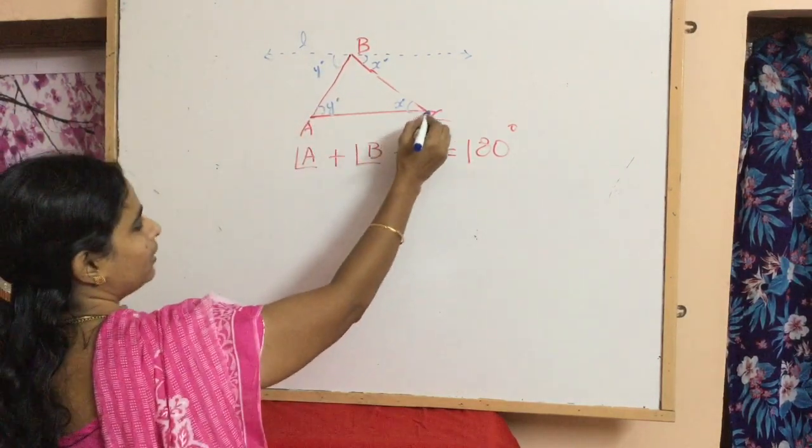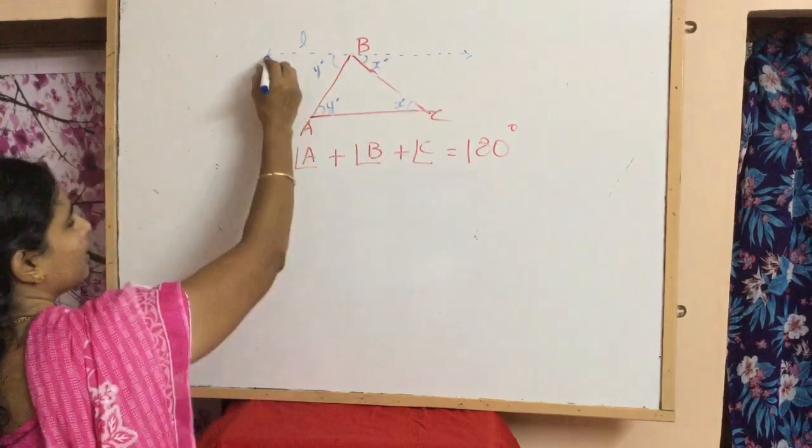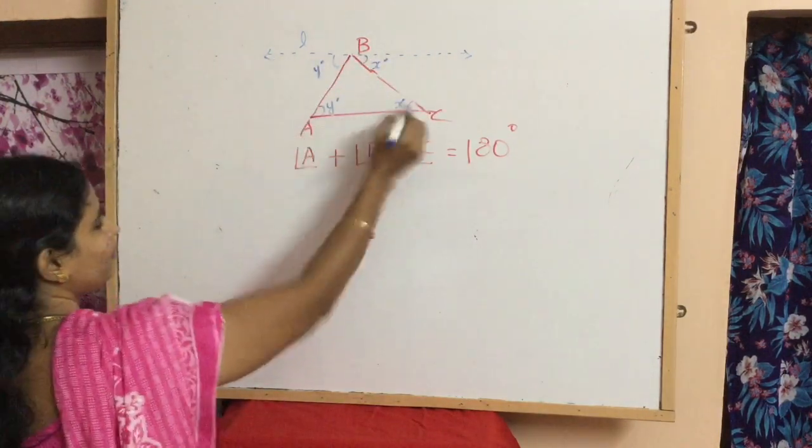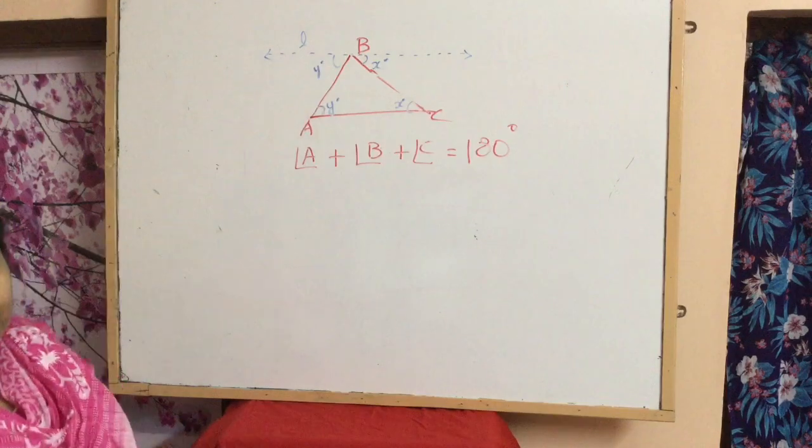You could see a Z symbol, right? A Z. These two angles are equal.